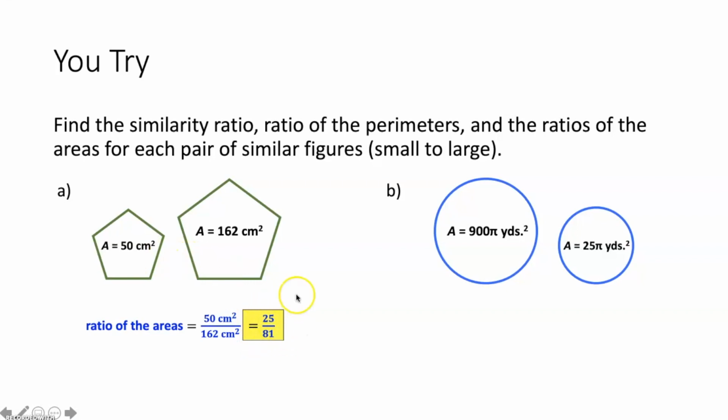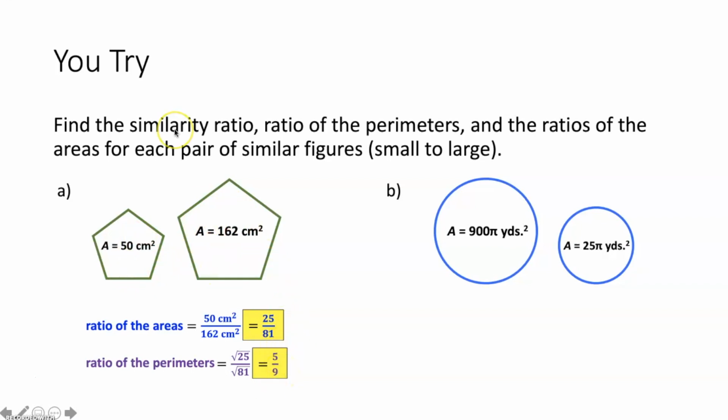Now we can use that in order to find the ratio of our perimeters. Remember, if the ratio of our perimeters is a over b, then the ratio of our areas is a squared over b squared. So to find the ratio of our perimeters, we just square root the ratio of the areas. Meaning, we just square root the numerator and denominator here, and we get that the ratio of our perimeters would be 5 over 9. Meaning, if I were to find the perimeter of this smaller pentagon and put it in a ratio over the perimeter of our larger pentagon here, and simplify that ratio down, I would get 5 over 9.